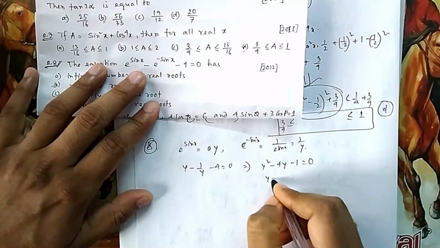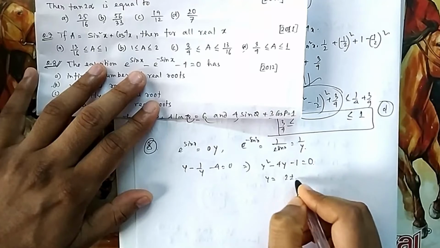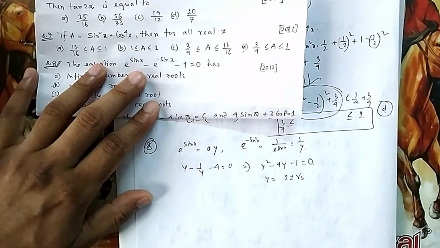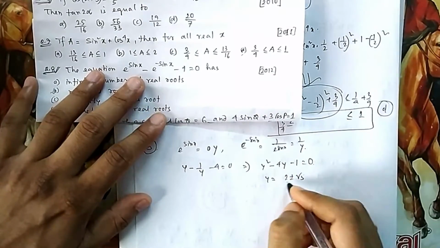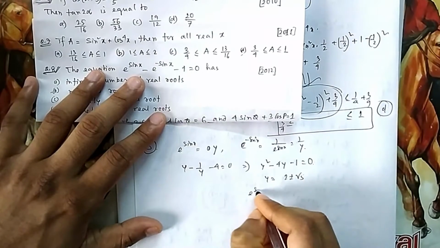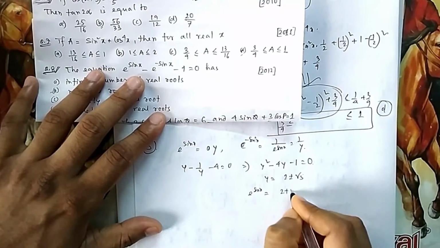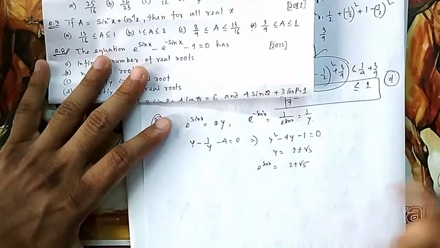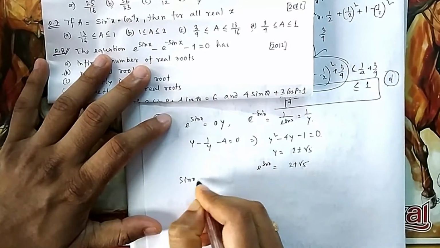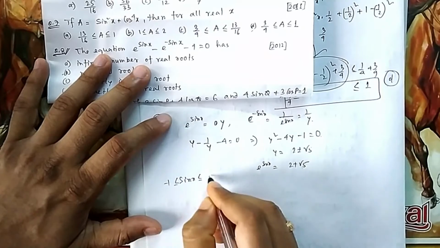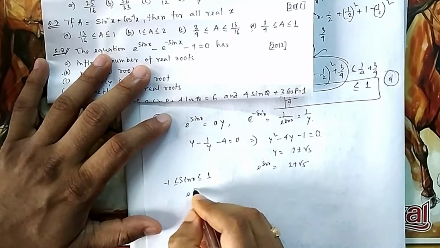If you simplify it, y will be equal to 2 plus minus root 5. You can do it with minus b plus minus root of b square minus 4ac that you have learnt in quadratic equations. You apply this one. That means your e to the power sin x equals 2 plus minus root 5. Okay, let us see the limit of sin x. Sin x is in between minus 1 to 1. So your e to the power sin x will be how much?